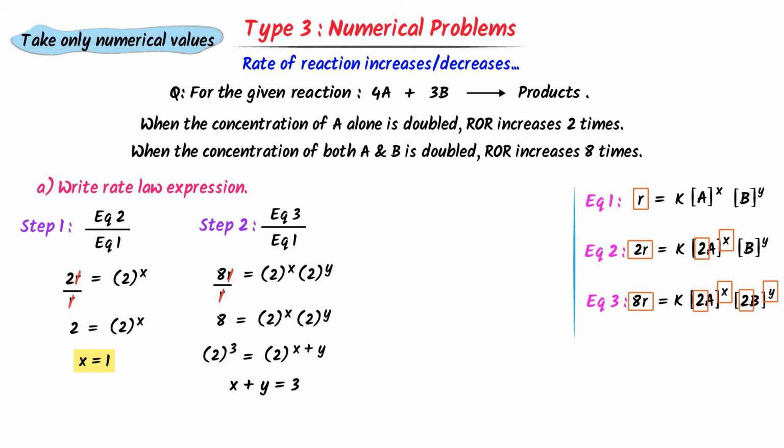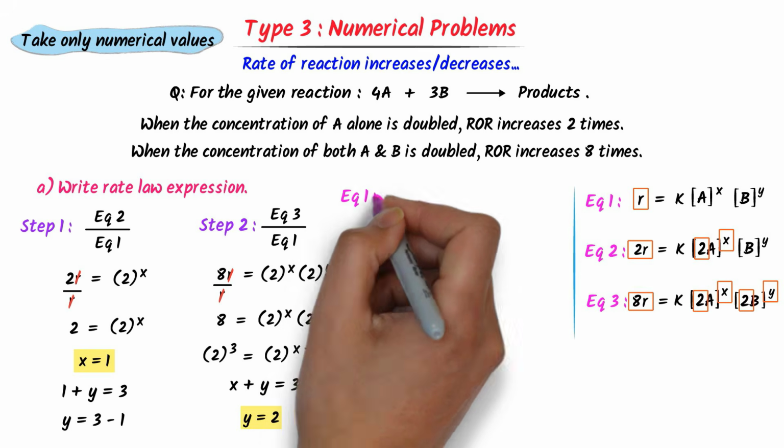We already know that x is equal to 1. I put the value of x in this equation. 1 plus y is equal to 3, or y is equal to 2. Thus we find the values of x and y.